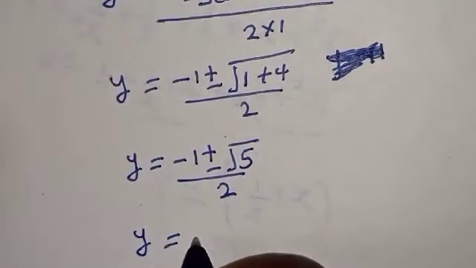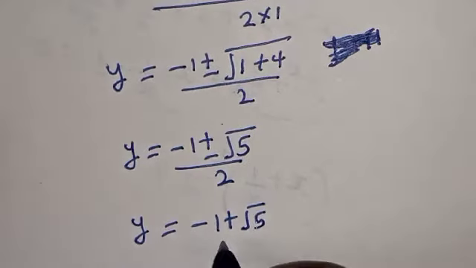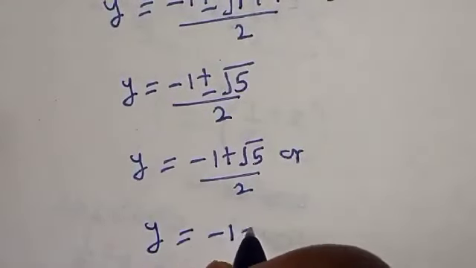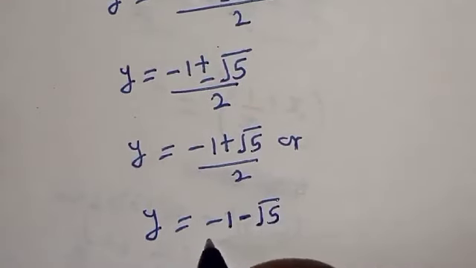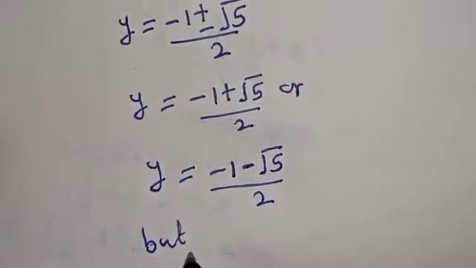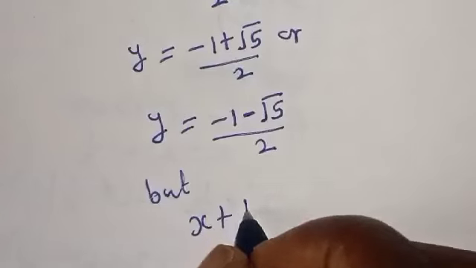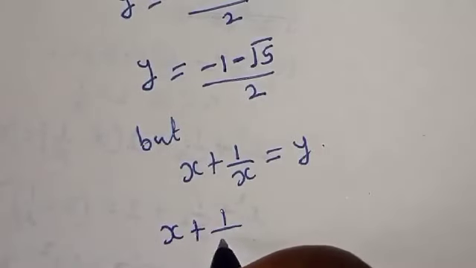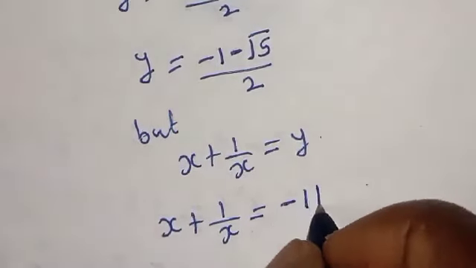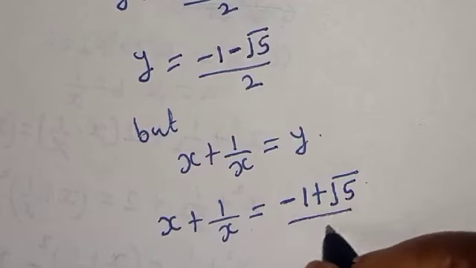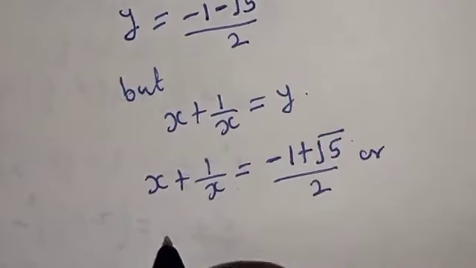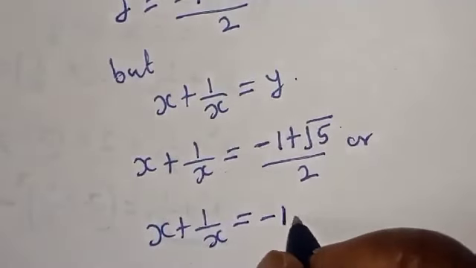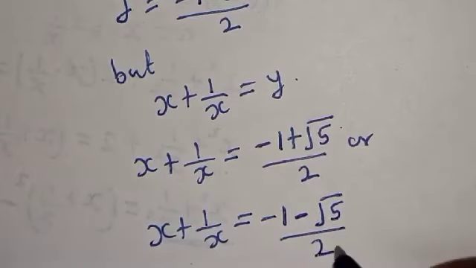Then y is equal to minus 1 plus square root of 5 over 2, or y is equal to minus 1 minus square root of 5 over 2. But x plus 1 over x is equal to y. Now we have x plus 1 over x is equal to minus 1 plus square root of 5 over 2, or x plus 1 over x is equal to minus 1 minus square root of 5 over 2. Now let's work with this.